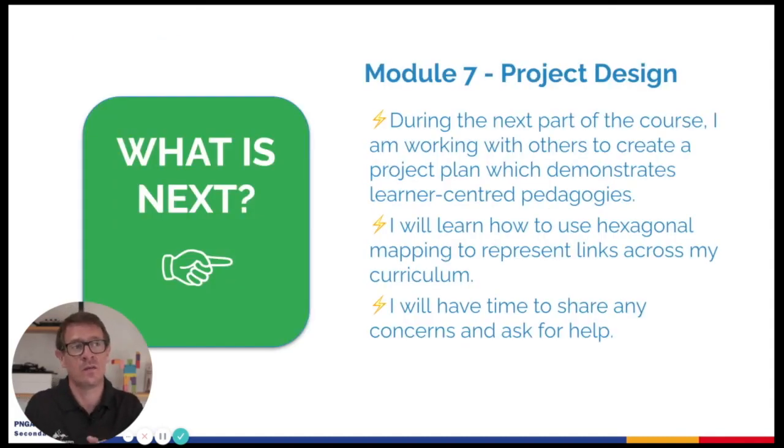Okay, what's next? Module 7 coming up is all about your project design. This is the chance for you to take the lessons learned, take the things that you've been exploring and start to apply them within your own context. During the next part, you're going to be potentially working with others or on your own to develop a project plan which starts to demonstrate some of those learner-centered approaches. You're going to use hexagonal mapping to represent links across your curriculum. Can you remember the hexagonal mapping that we did as part of our toolkit, where we have individual ideas on a single hexagon, and you start to map those ideas together.